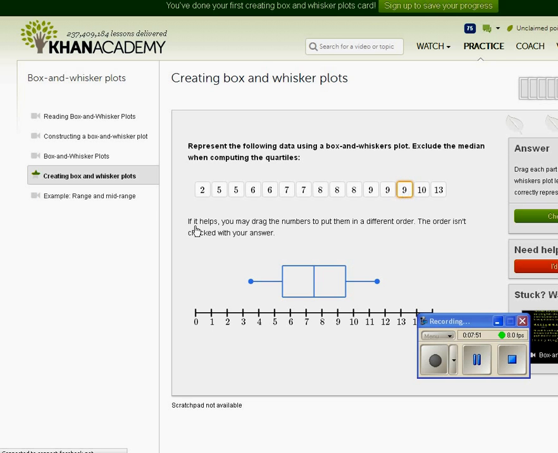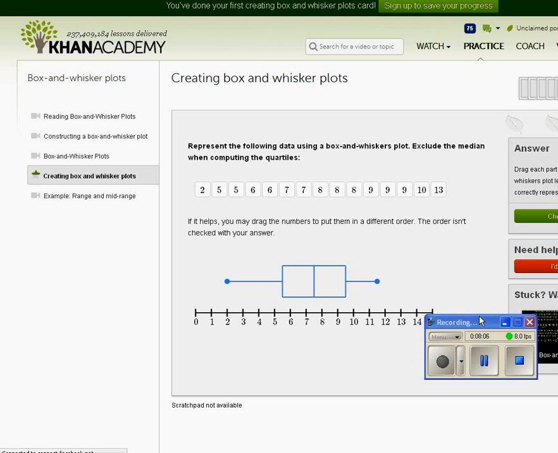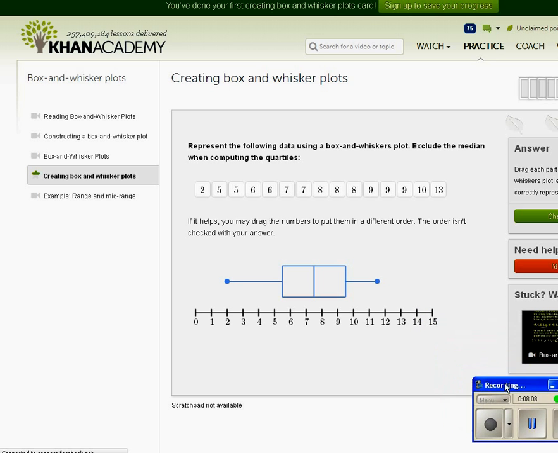So now, let's start with the whisker part. So what's the lowest number? 2. And the highest number? So the maximum number is 13. So then we need to figure out which number is in the middle.